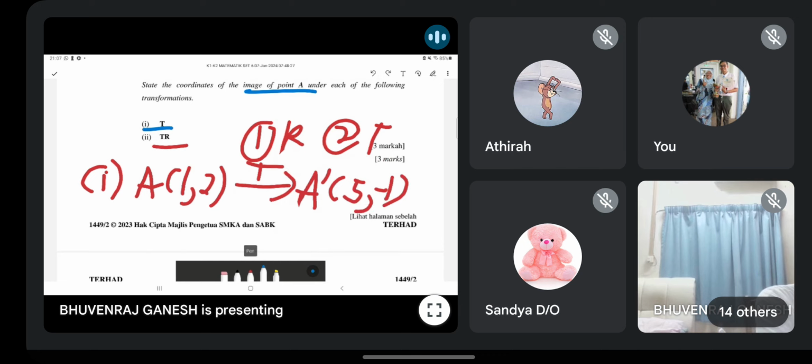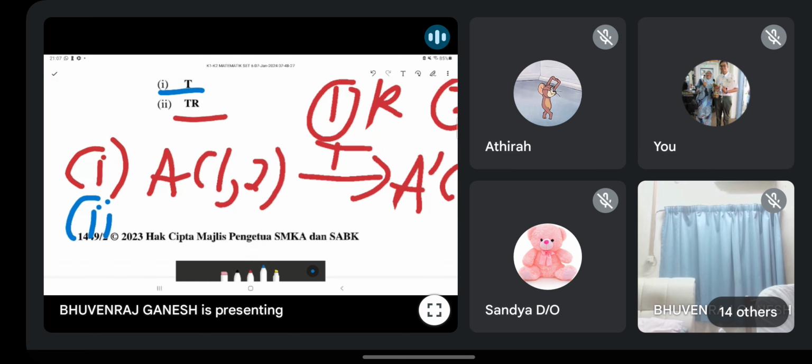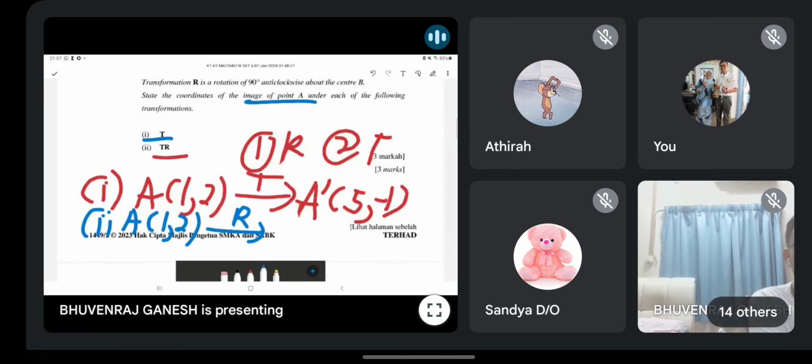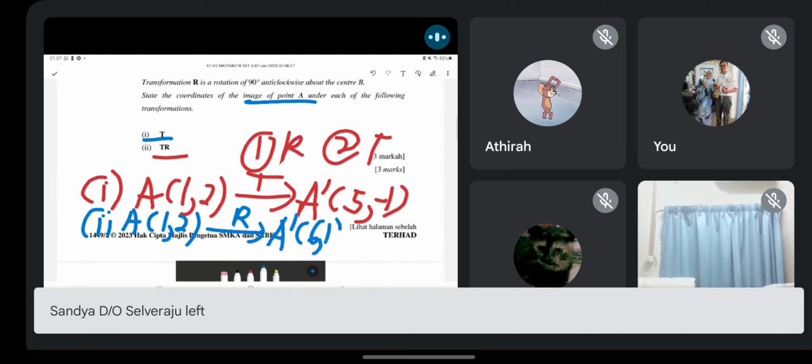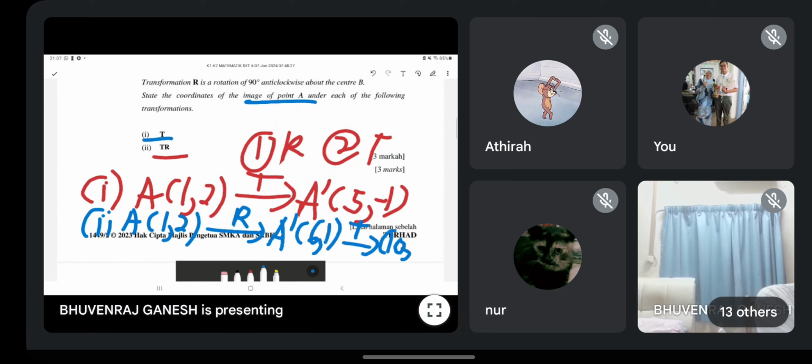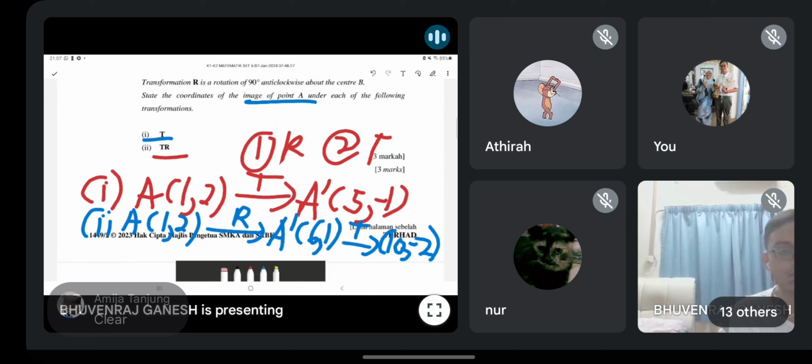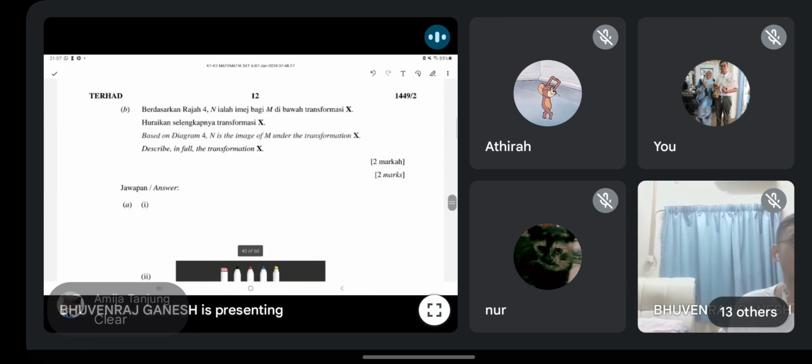Okay, remember. And then number 2, kamu kena tulis macam ni. A, 1, 2. Lepas tu, R. Sebab mereka nak check. Kat tengah-tengah ni, kamu dapat betul ke tak? A prime is 6-1. And then T, 10, negative 2. Okay guys, are you clear? Boleh faham? Mesti tulis macam ni tau. No other way. Make sure you all do like this in the exam.